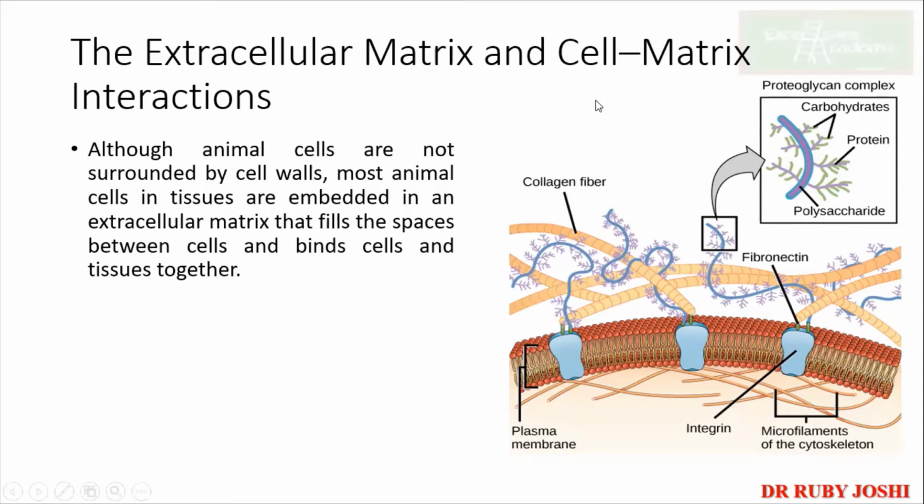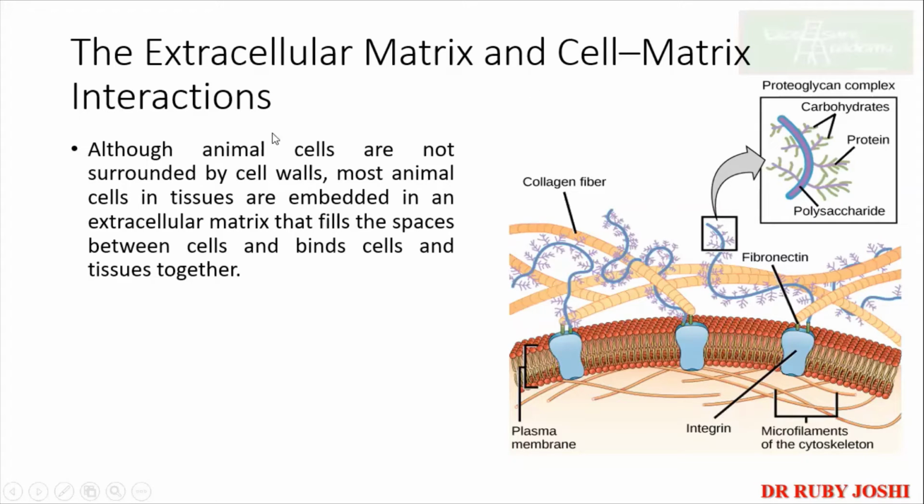Okay, so the next topic is about the extracellular matrix and the cell matrix interactions. So here we stop with the eukaryotic cell walls. As I said, this unit is about the cell walls, extracellular matrix and the cell-cell interactions. Now we're going to discuss the second topic, that is extracellular matrix and the cell matrix interactions.